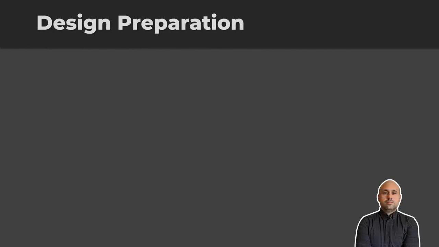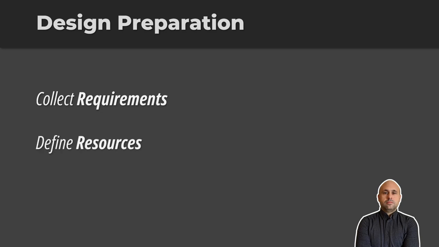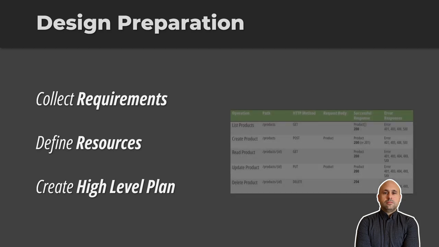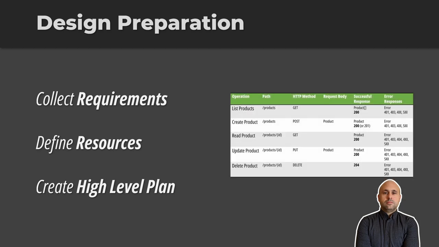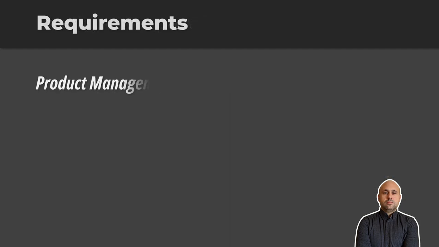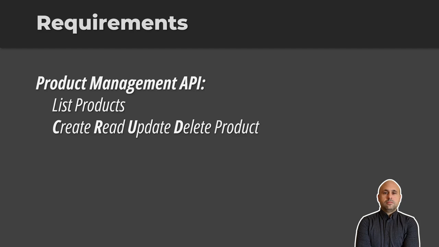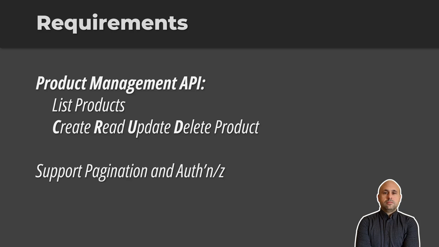A solid design starts with three preparation steps. We collect requirements. We use the requirements to define resources, and we create a high-level plan of our API. Let's start from the requirements. We are going to create an API to manage the product catalog of an online store. We need to support all CRUD operations, including getting a list of all products in the catalog. We will also cover result pagination, authentication, and authorization.